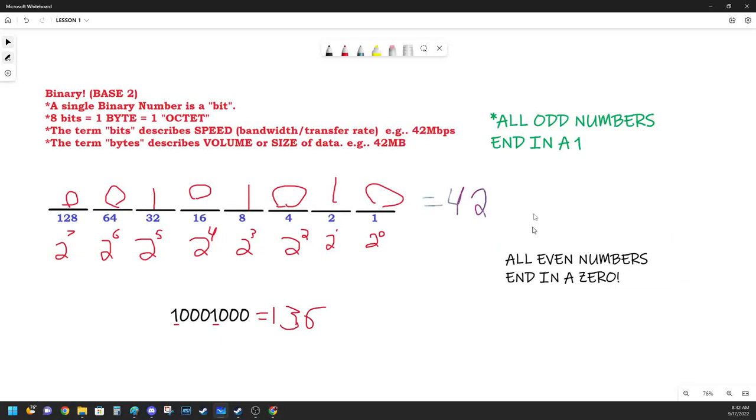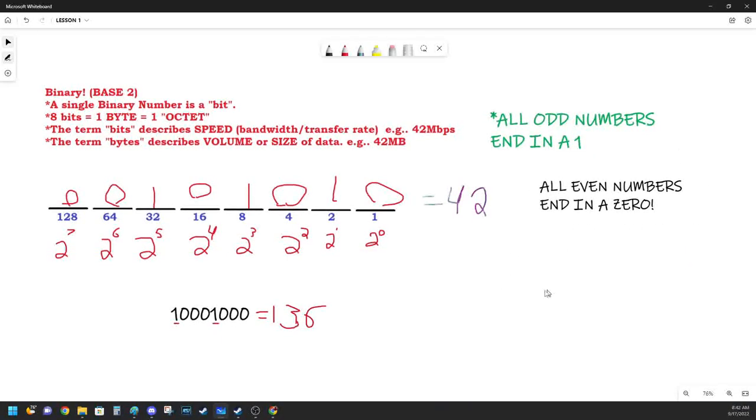Now, why am I even bringing this up as a bullet point? Well, if you get a test question that involves converting an IP address to binary, like, hey, 192.168.11, and each one of these numbers is an 8-digit binary number, if you remember these rules, you probably won't even have to do any binary.